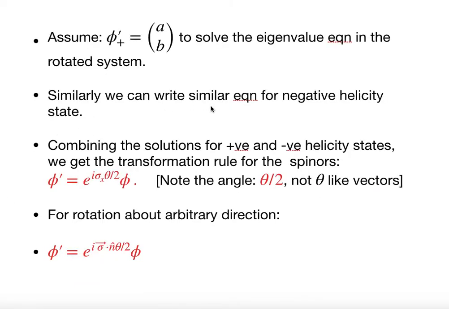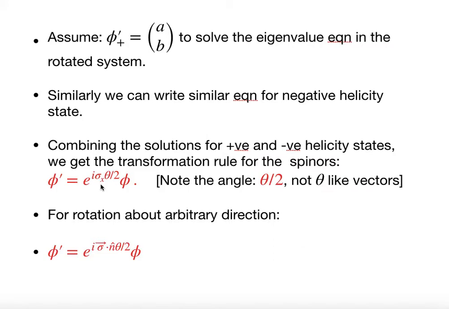Similarly, I can write the equation for the negative helicity state. When I combine these two solutions, I can write that phi transforms like this. So this is the general formula for phi plus or phi minus; I can have the same formula. This gives you the transformation property of the Dirac spinor under rotation. Here you note that the angle sitting here is not theta but theta by 2, and you have this sigma x matrix, since we have rotation about the x-axis.